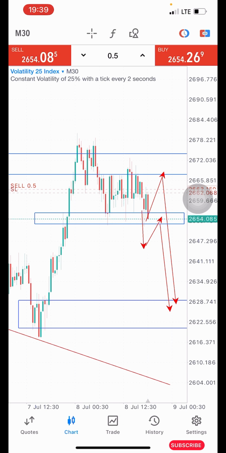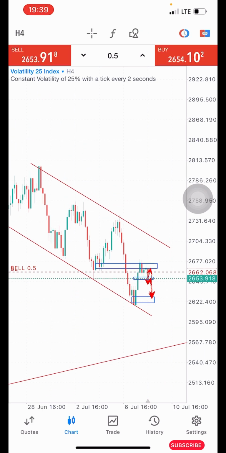All right, if price decide to go against me, fine, I'm not looking for any buy trades. All right, until price gets to this area here. All right, I'm not looking for buy. Even if price get to this area, I'll still wait for it to break below the area.